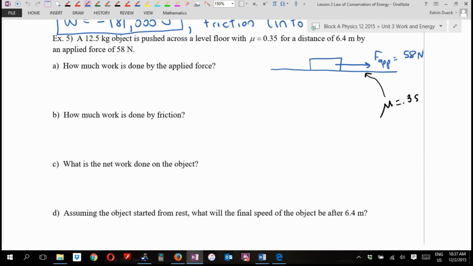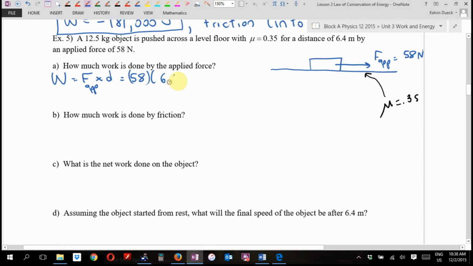Isaac, what does A want me to find? How much work was done by the applied force. When they ask how much work, I always start with, well, maybe I can go force times distance. Did they give me the applied force? They did. Did they tell me the distance the applied force was acting? They did. And I need to ask one more thing: are the applied force and the distance in the same direction? Then this will work. No pun intended. I think I can just go 58 times 6.4.